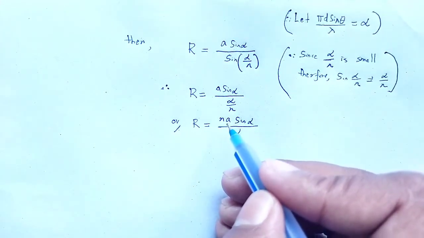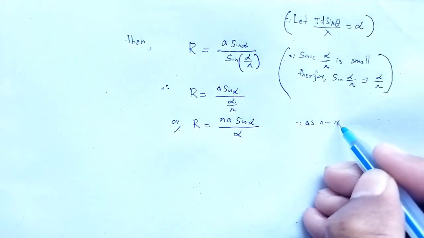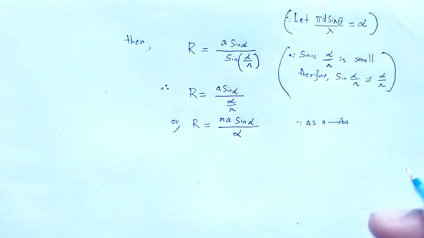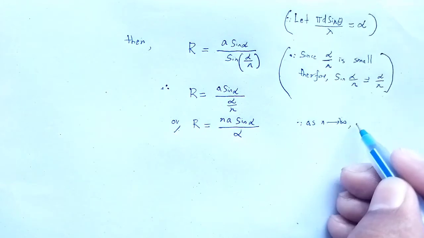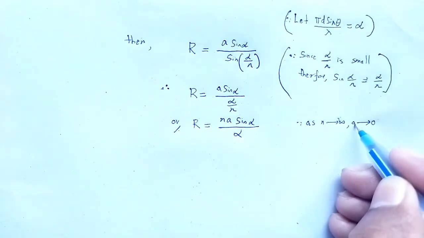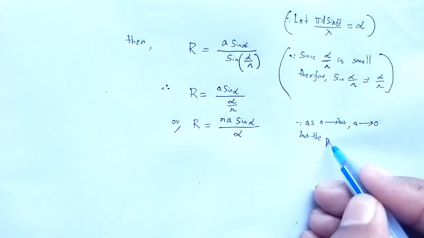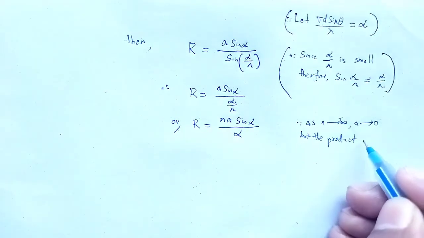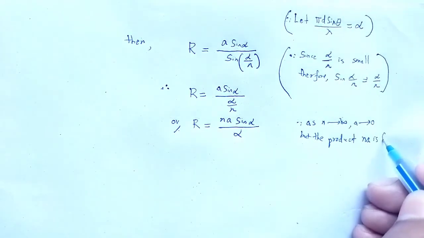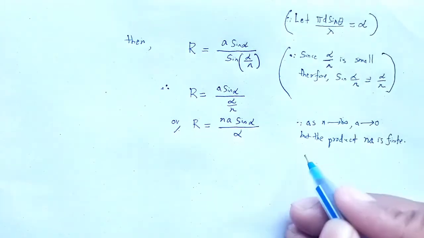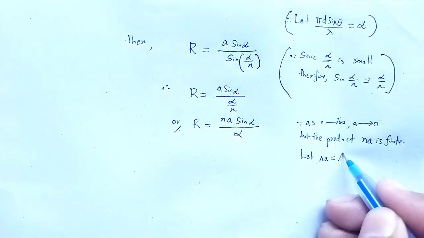As n tends to infinity, for a large number of equal parts, the amplitude a tends to 0, but the product n a is finite. Therefore let us take the product n a as A.